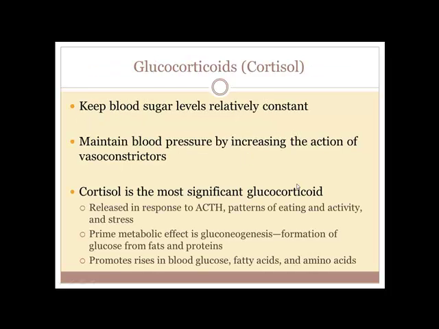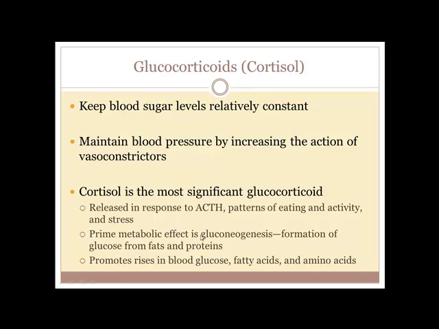Next are glucocorticoids. The main one we're going to talk about is cortisol. It's going to keep our blood sugars relatively constant, and it's going to help with maintenance of blood pressure. This is also going to be affected by stress. So it's going to be released in response to ACTH, adrenocorticotropic hormone, your patterns of eating, and your stress level. If you have high levels of stress, you increase your levels of cortisol.